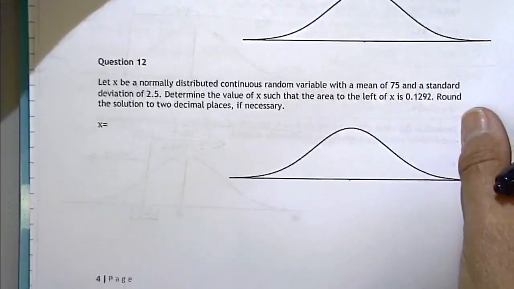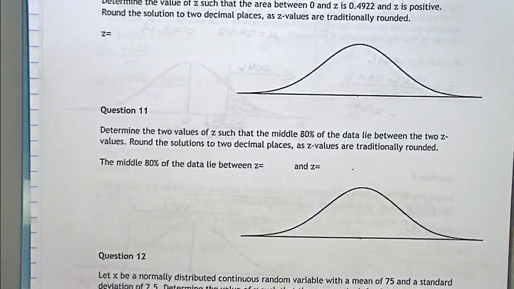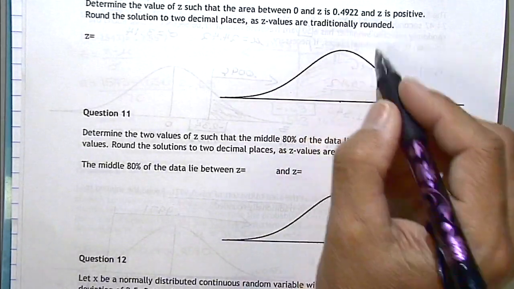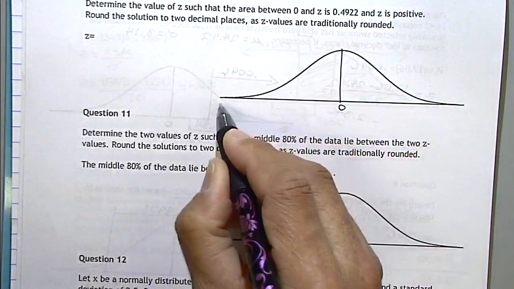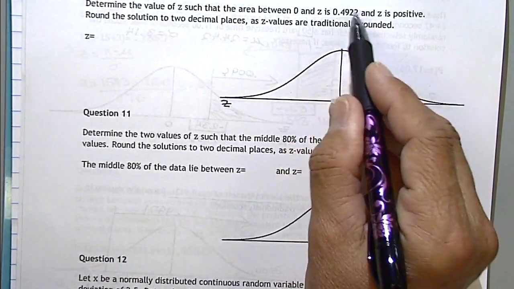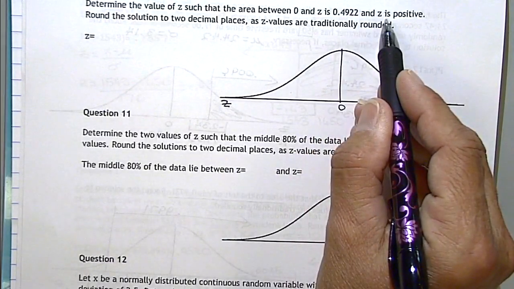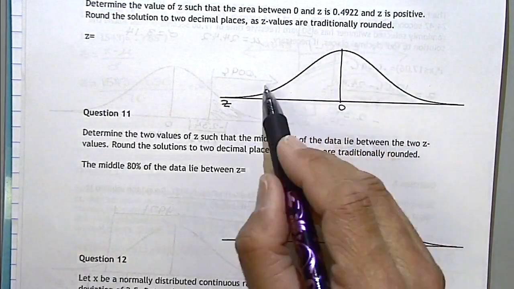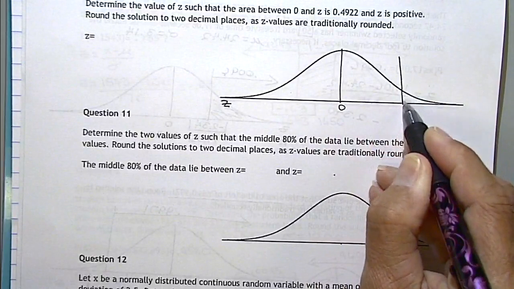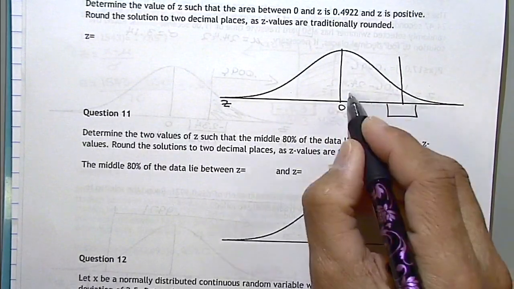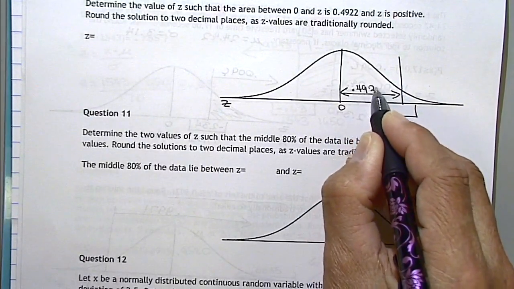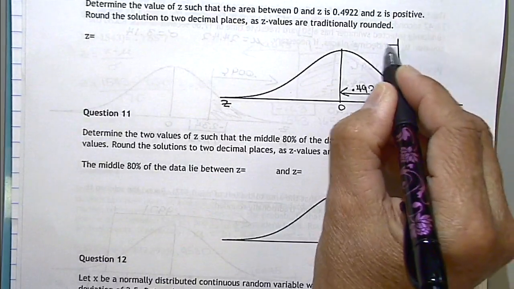Okay, next one. We want the z-value where the area between 0 and z is 0.4922. Well, here's 0, right? And the z they're interested in has an area between it of 0.4922, and it told us z is positive. It had to tell us that because otherwise it could have been either way, less than half the curve, right? So I'm going to say it's over here somewhere. This area right here is 0.4922. That's not the area I look up, though.